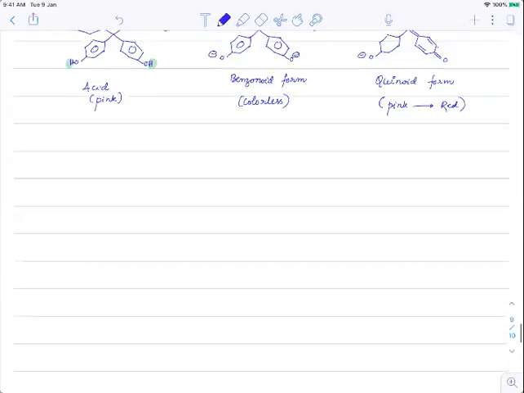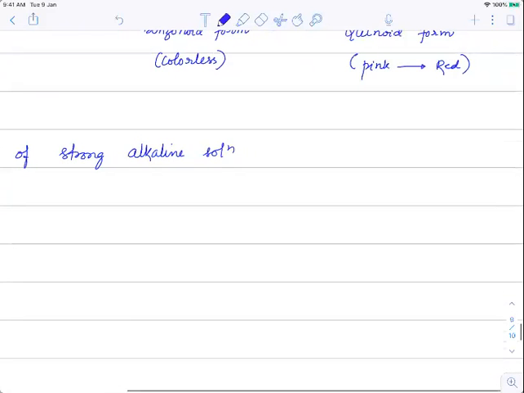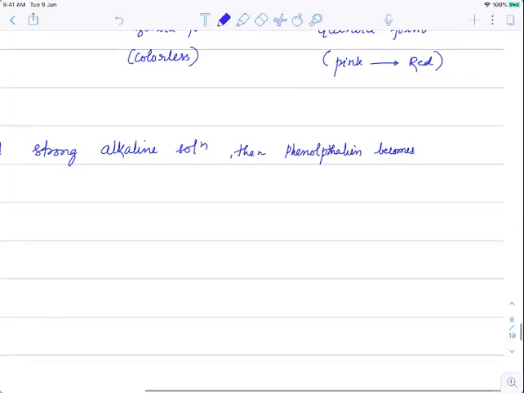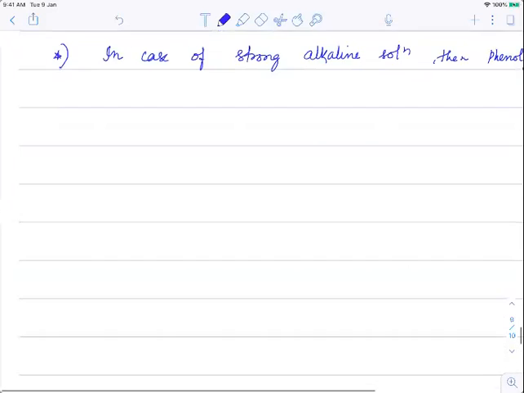Right. If you have a very strong alkali, in case of strong alkaline solution, मतलब बहुत strong base, correct? Then phenolphthalein becomes colorless. Strong base, it will become colorless. Okay, why that will become colorless?